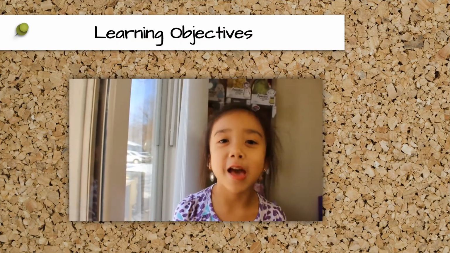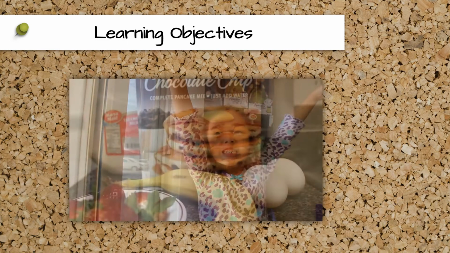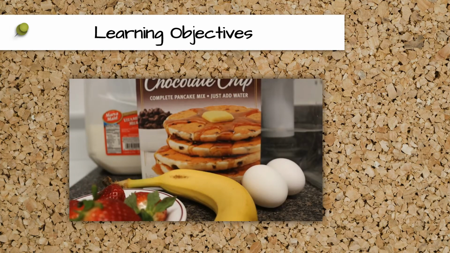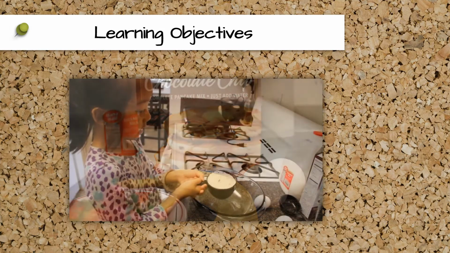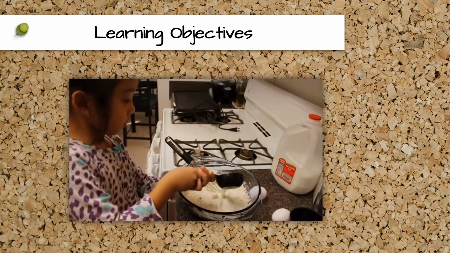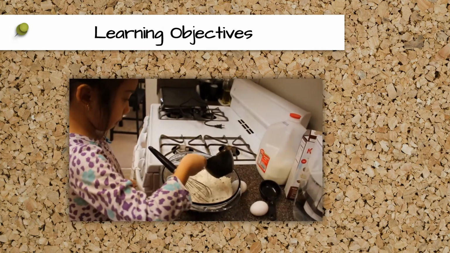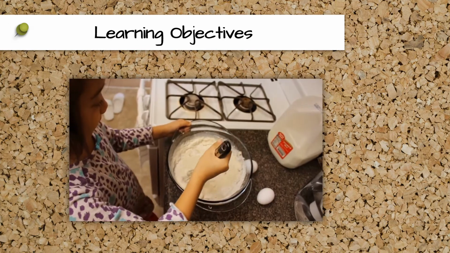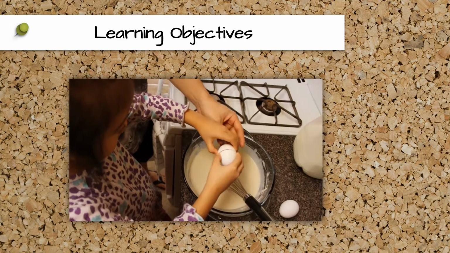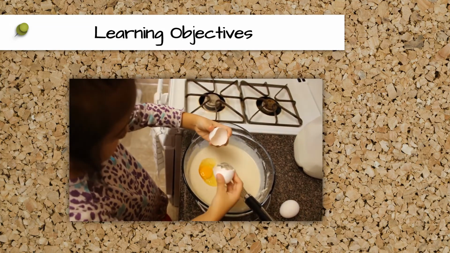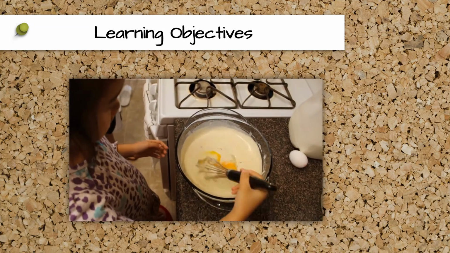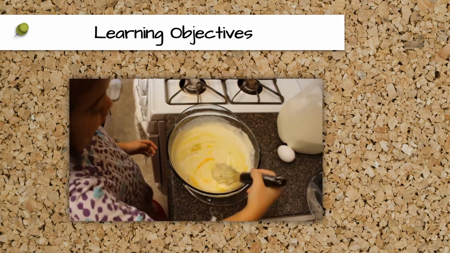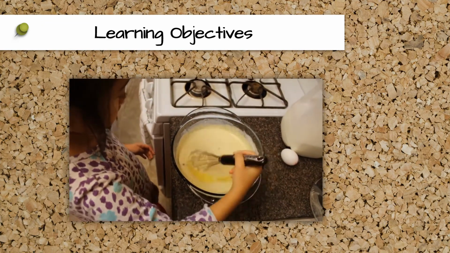We will make pancakes for breakfast. The ingredients are pancake mix, milk, water, eggs, and your favorite fruits. First, combine the pancake mix with milk and water. And then add the eggs. Mix, mix, mix, mix. Now it's ready to cook.